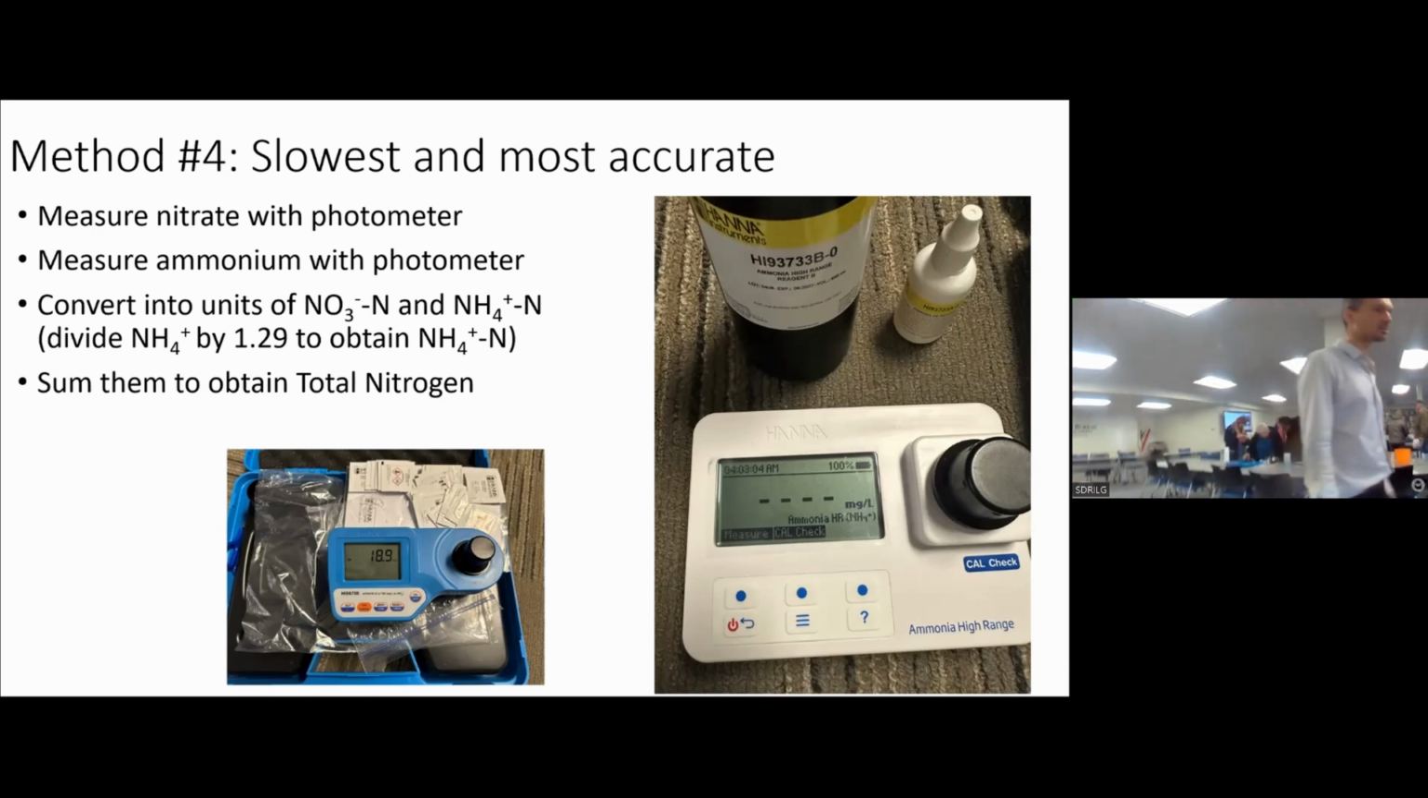Did I answer the question? What was the question again? This measures what is available to the plants. Yes. Both nitrate and ammonium are very available to the plants.